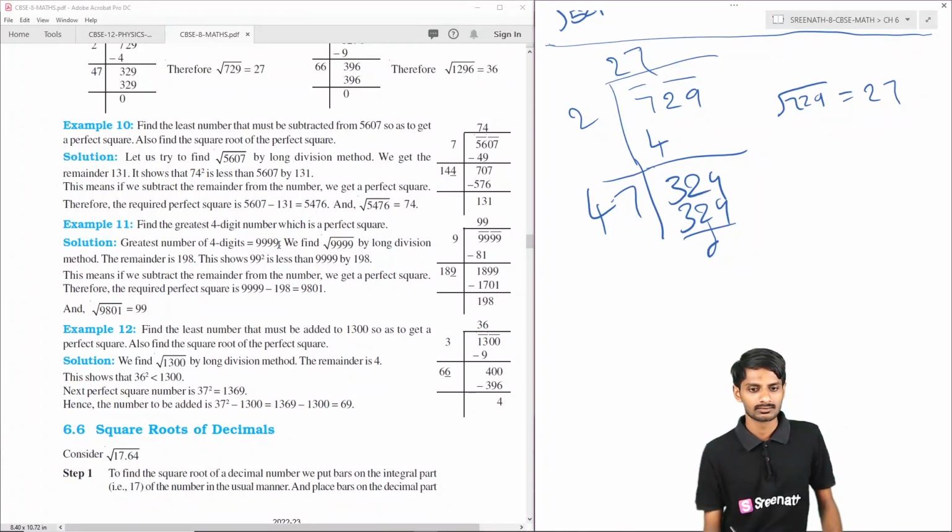And find the greatest 4-digit number which is a perfect square.